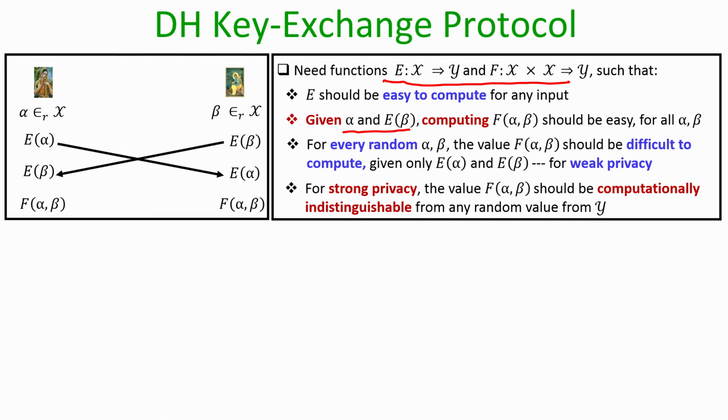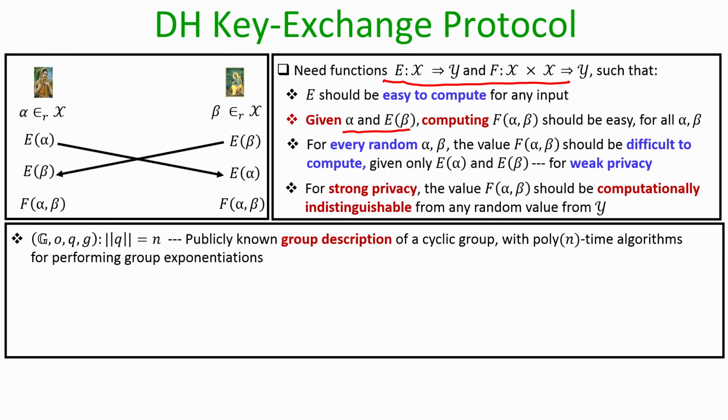But if we want to achieve a stronger notion of secrecy, namely strong privacy from the Diffie-Hellman key exchange protocol, then we need an additional requirement from the functions E and F, namely we require that the value of f of alpha comma beta should be computationally indistinguishable from any random value from the set fancy Y, even if you are given the value of E of alpha and the value of E of beta.